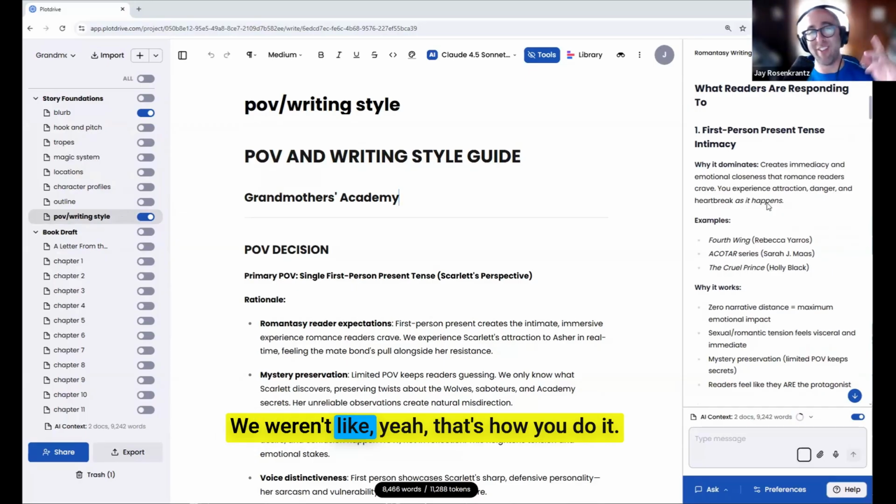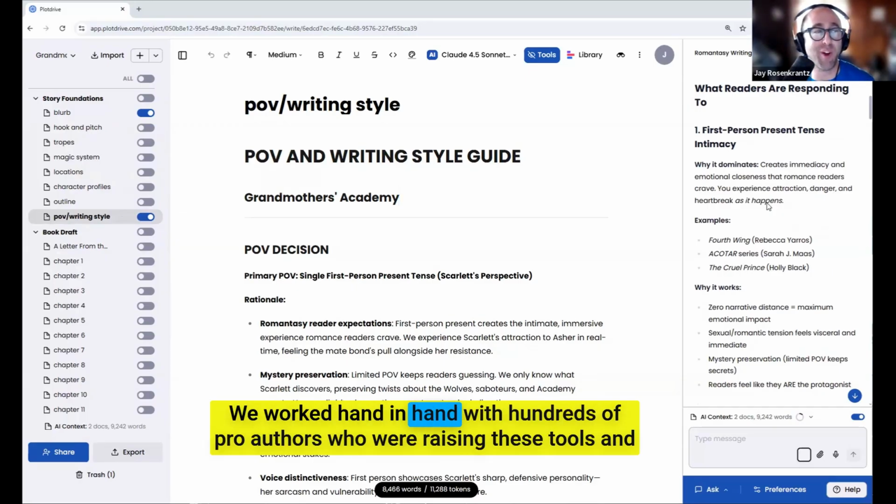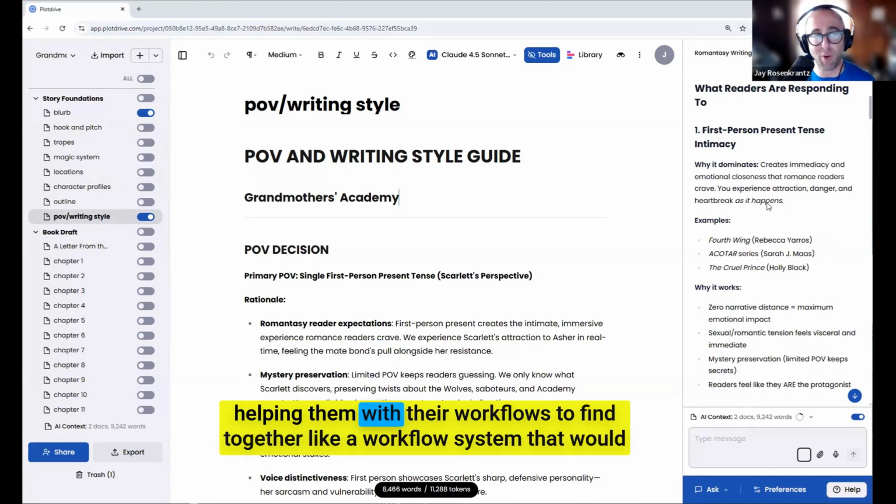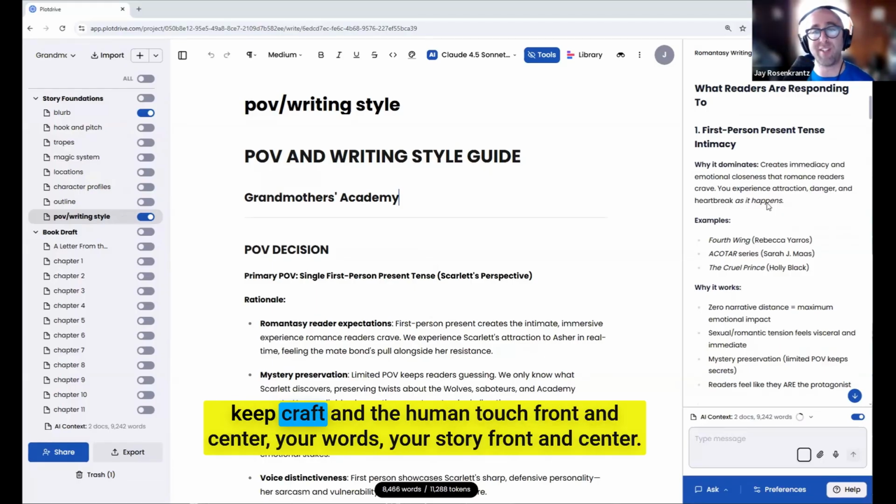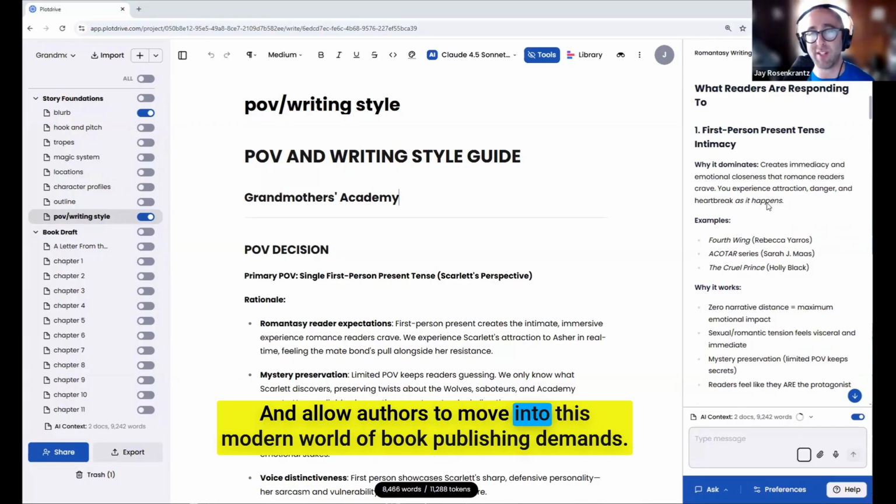And we didn't come up with this on our own, by the way. We worked hand in hand with hundreds of pro authors who are using these tools, helping them with their workflows to find together a workflow system that would keep craft and the human touch front and center, your words, your story front and center, and allow authors to move into this modern world of book publishing demands.